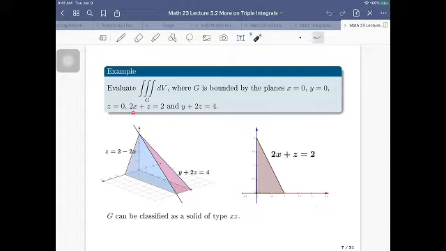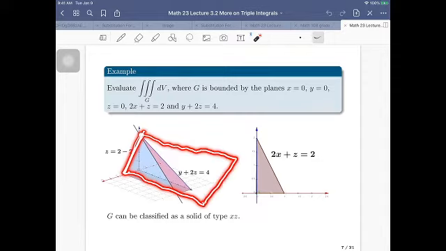So again, when you see something that has a missing variable, you can always treat this as a cylinder. That means, how do you draw this? You look at the xz plane, and then you draw this line, 2x plus z equals 2, and that's easy because you can just look at the intercepts. So the x-intercept is equal to 1, the z-intercept is equal to 2. And then what you do to generate the whole cylinder is to propagate it along the axis of the missing variable, which is y. Okay, so this is your plane 2x plus z equals 2, right?